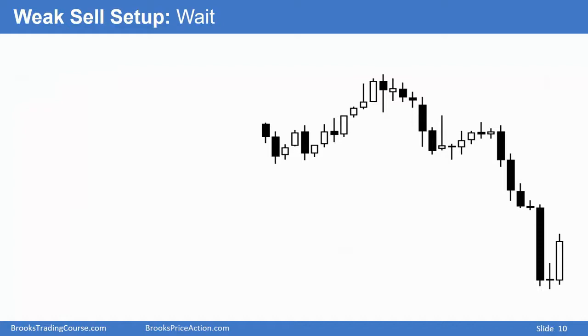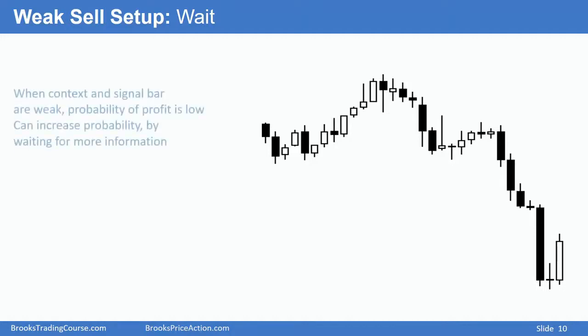Sometimes you look at a setup, and the signal bar is weak, but the context is also weak. And when both the signal bar and the context are weak, the chance of making a profit is low. You can increase your chances, you can increase the probability, by simply waiting for more information.